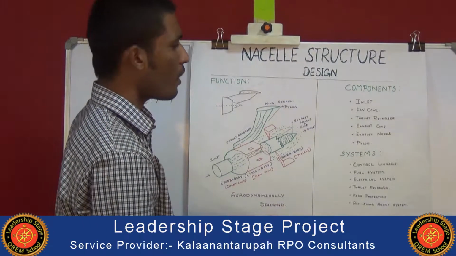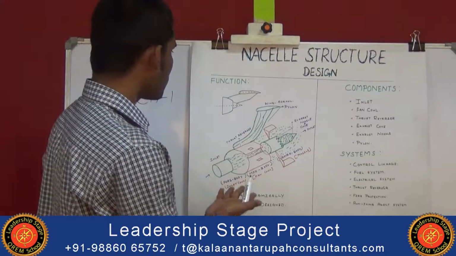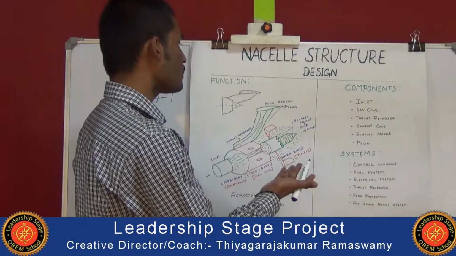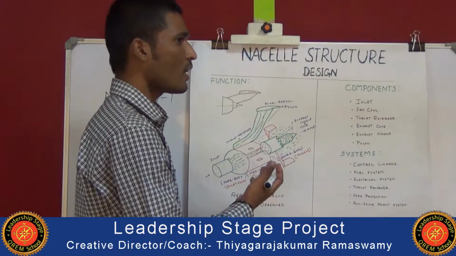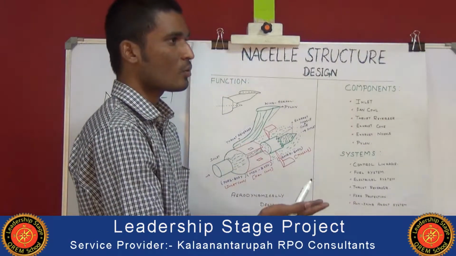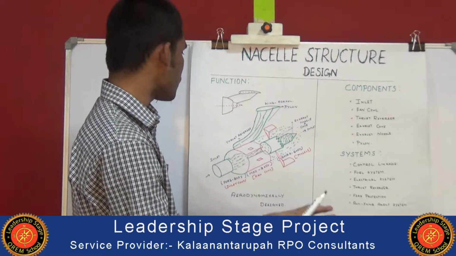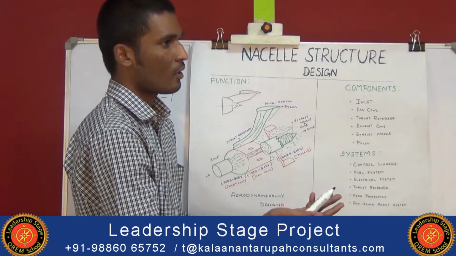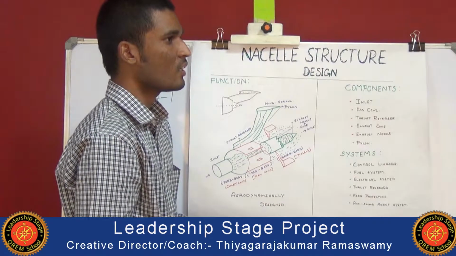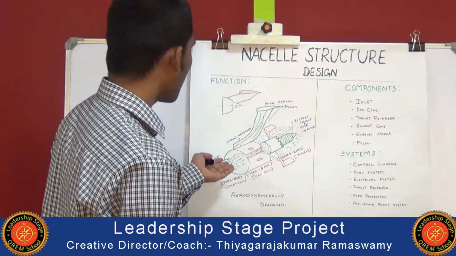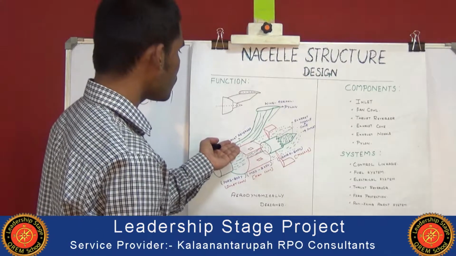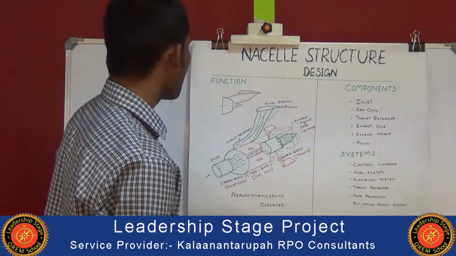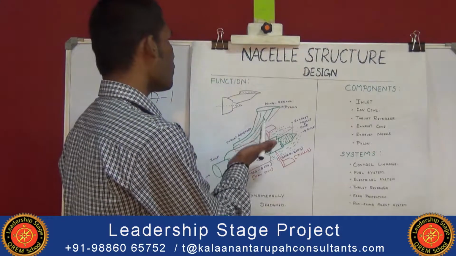For a high bypass ratio engine, the nacelle does some functions: air intake to the engine, as well as the exhaust for high efficiency of the thrust. The thrust reverser provides reverse thrust for the deceleration of the aircraft, and the noise suppressor is used to reduce the noise which is coming from the engine. These are the main functions done by the nacelle.